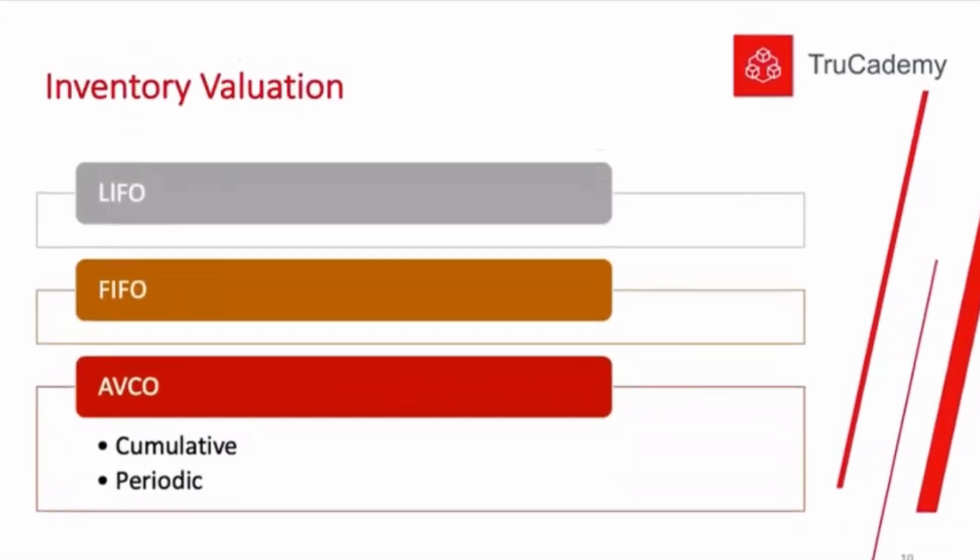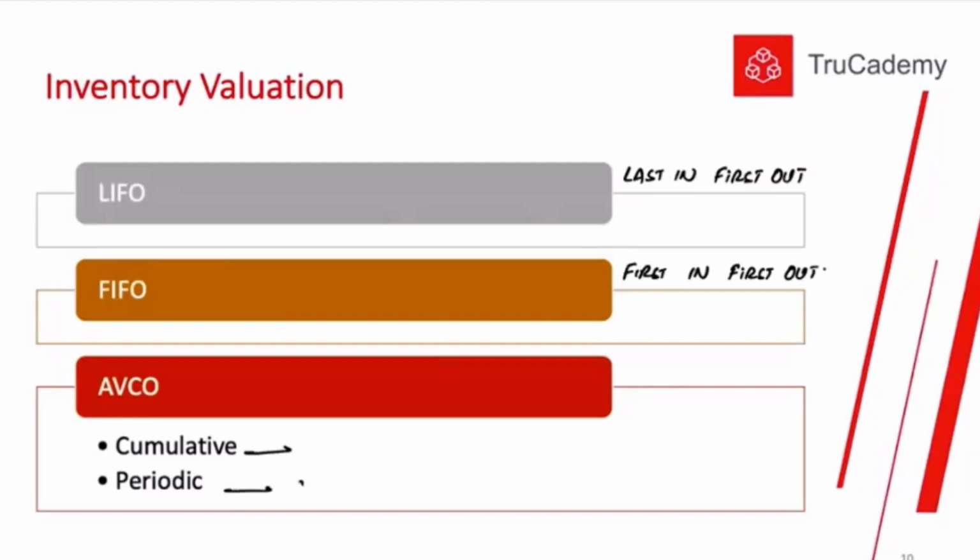After that, inventory valuation. There are basically three methods of inventory valuation. First is LIFO, last in, first out. Second is FIFO, first in, first out. And then AVCO, which we call average. And there are two methods in average. First is called cumulative and second is called periodic.